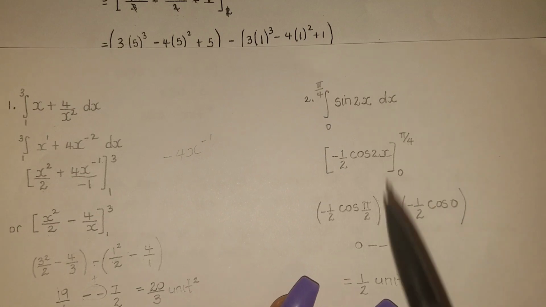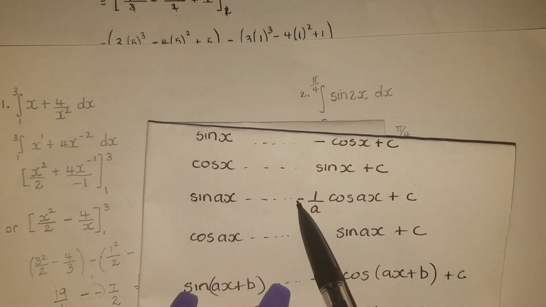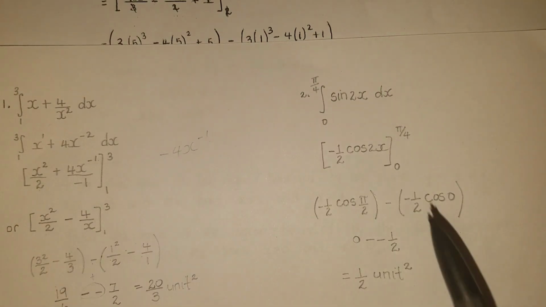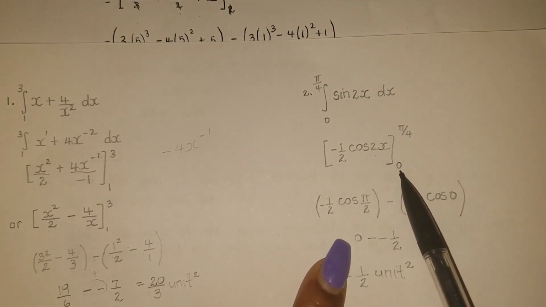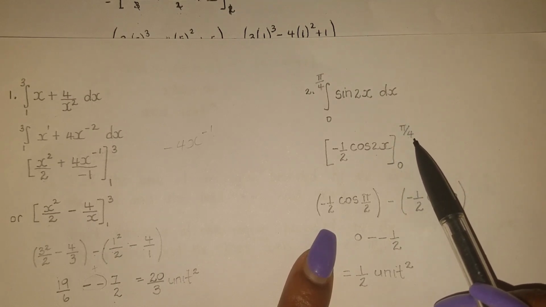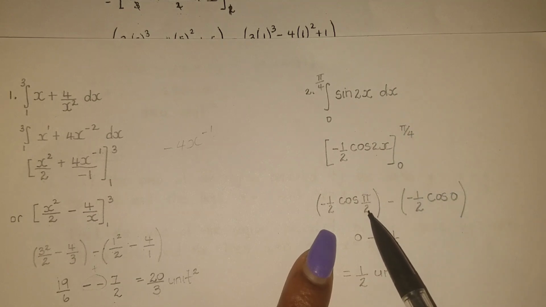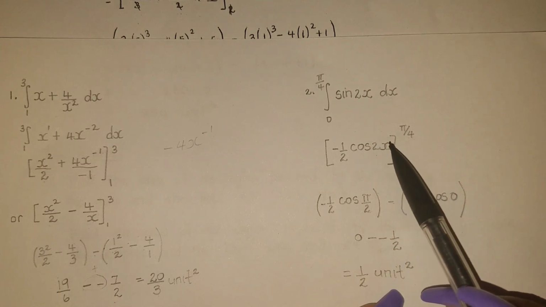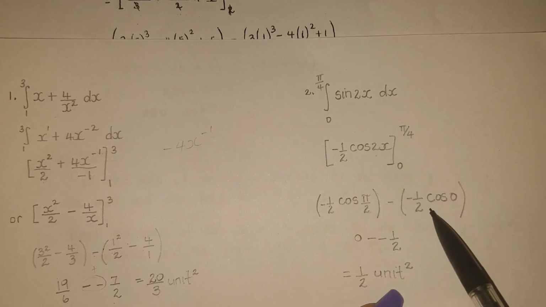Now if we integrate sine 2x, we get negative 1 over 2 cos 2x. So that's what we have here, and this is where we're going to plug our upper and lower limit. Now our upper limit is pi over 4. Now 2 times pi over 4 is going to give us pi over 2 in this upper bracket. Minus sign goes back, and 2 times 0 for the lower bracket is 0. So that's why we have cos 0 here.